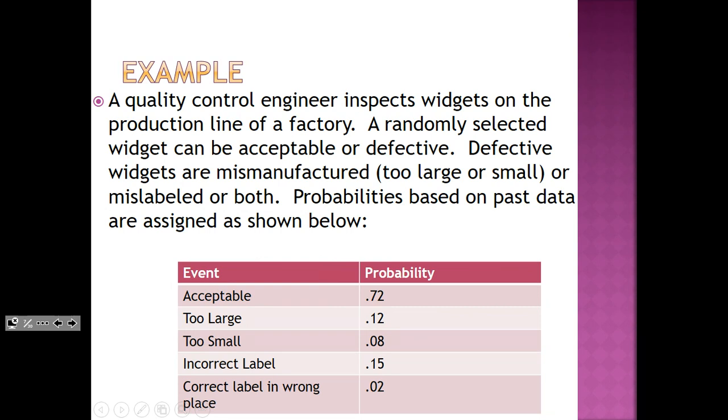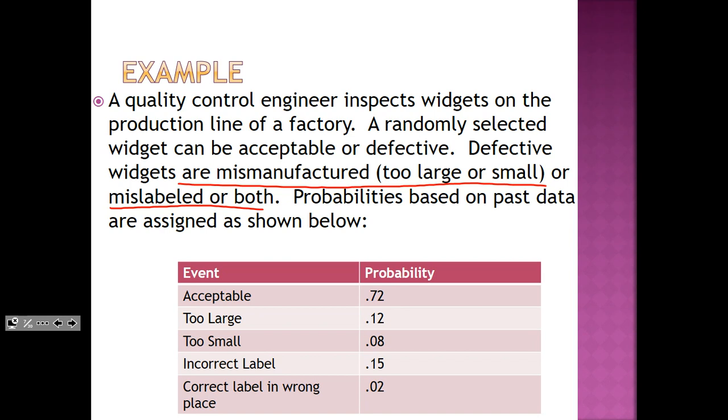Okay, so another one. This is kind of a tricky one to understand the reading and everything. So we've got a quality control engineer inspecting widgets, very exciting object to sell and make. Widgets on a production line of a factory. A randomly selected widget can be acceptable or defective. Defective are either mismanufactured, which means too large, too small, or mislabeled, or they could be both.